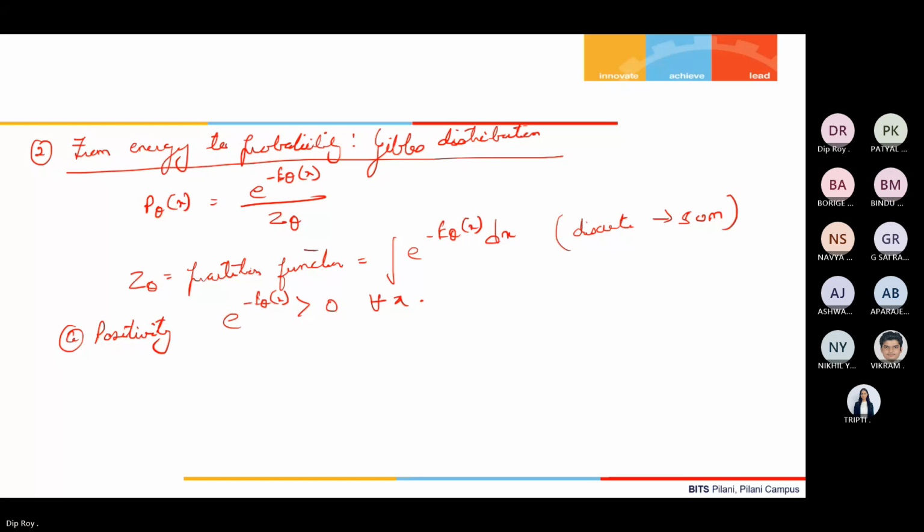Now, what is the other important thing that we want to do here? The other important property is called order-reversing monotonicity.